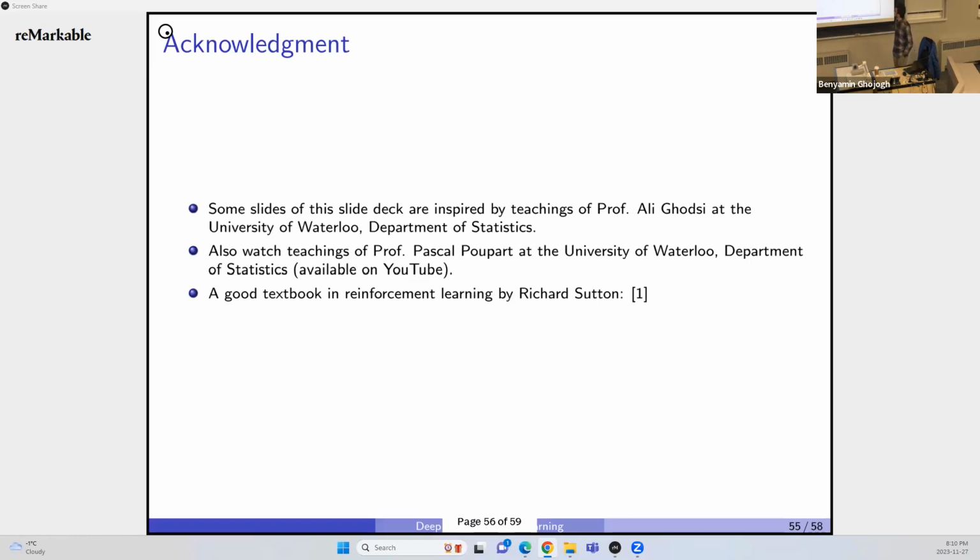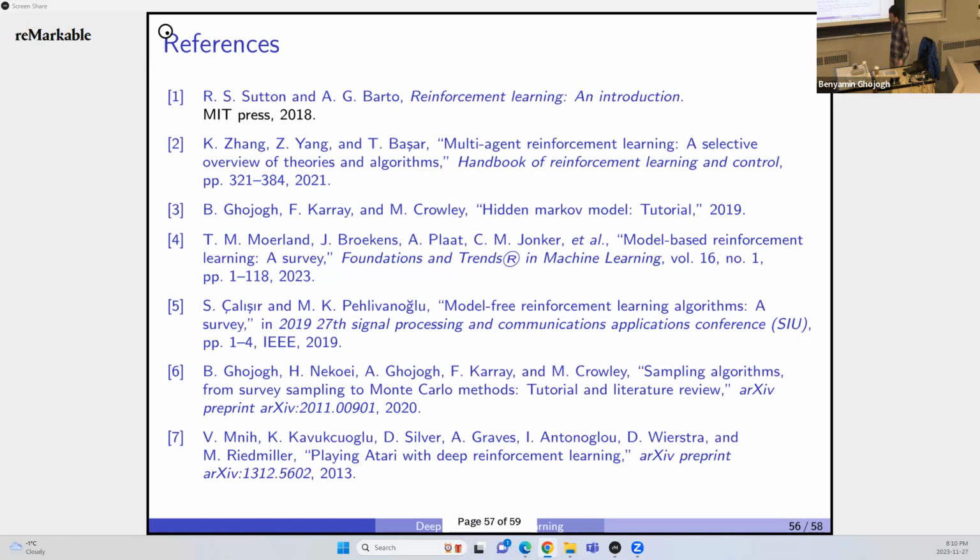The acknowledgement: some slides of this slide deck are inspired by the teachings of Professor Ali Qudsi at the University of Waterloo Department of Statistics. Also watch the teachings of Professor Pascal Poupart. He has good videos on YouTube about reinforcement learning. A good textbook in reinforcement learning is by Richard Sutton. You know Richard Sutton? He's the most famous scientist in reinforcement learning. He's at the University of Alberta. I think he has retired. And these are the references.